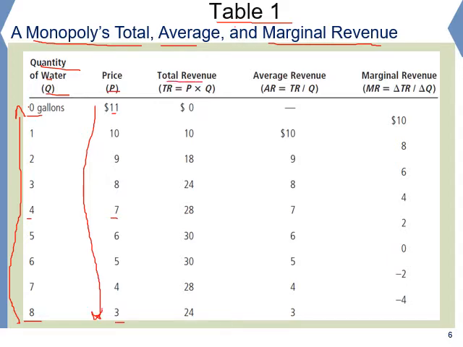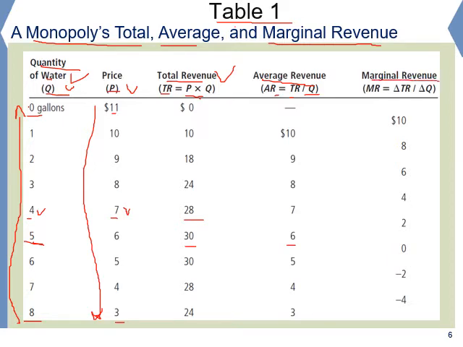Total revenue, TR, equals the price times Q, so it is this column multiplied by that column. For instance, if the monopoly produces 4 gallons of water at $7 each, the total revenue will be 7 times 4, which is 28. Average revenue, AR, equals total revenue divided by Q. You take this column and divide by the first column. For instance, the average revenue for producing 5 gallons of water equals 30 divided by 5, which is 6.